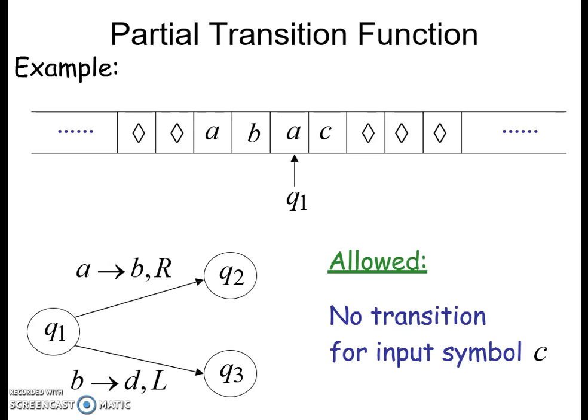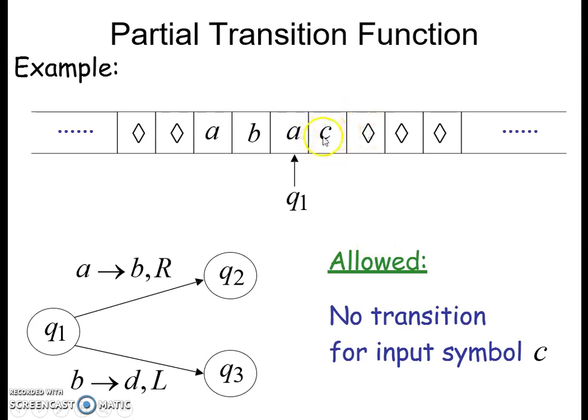Partial transition function. A partial transition function is when there is no transition for an input symbol, and that is perfectly okay for a Turing machine. If we want to give no transition for an input symbol, as we can see here, there are no transitions for the input symbol C. There are three states Q1, Q2 and Q3, and the transition for A is being updated to B with a shift of right, and B is being updated to D with a shift of left. So there is no transition for C.